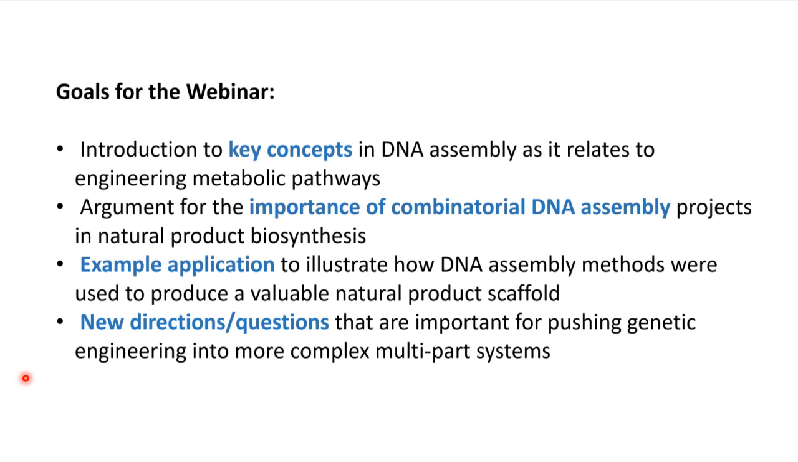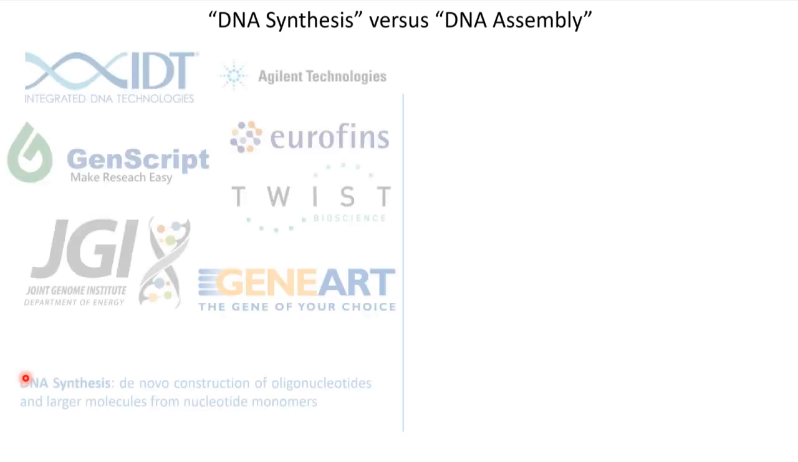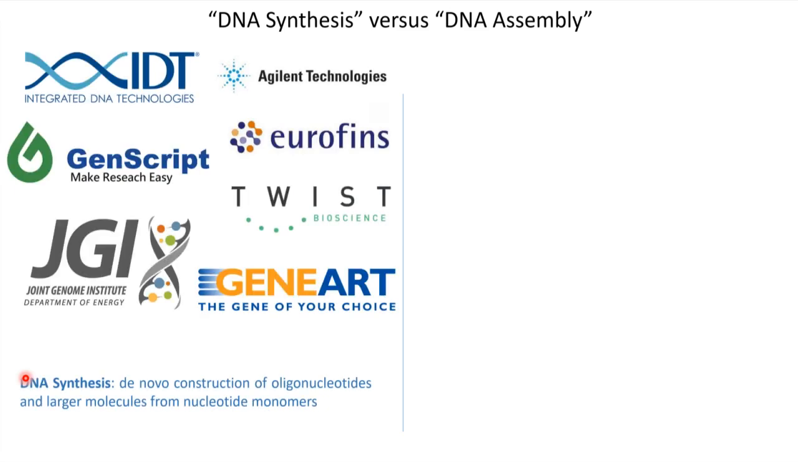With any intro talk like this, I like to begin with some vocabulary. They say that you learn more new words in a first-year biology class than you do in a first-year foreign language class. To begin with some key terms, in my mind, when I say DNA assembly, that means something different than DNA synthesis. DNA synthesis is putting together mononucleotides to form oligonucleotide sequences, and traditionally that's done by commercial vendors, many of which are listed here. This is definitely not a comprehensive list.